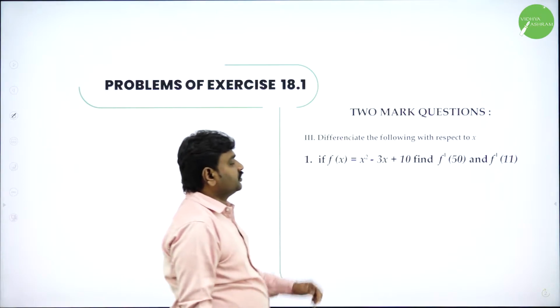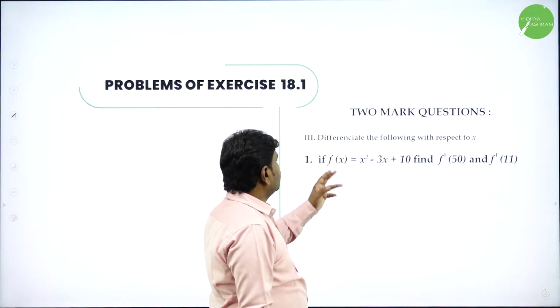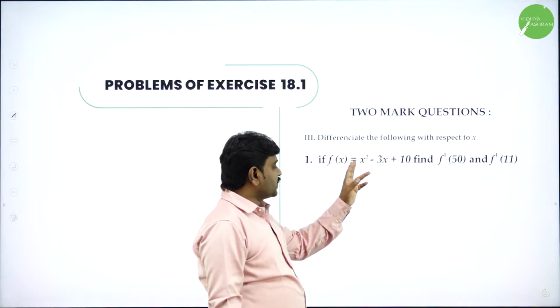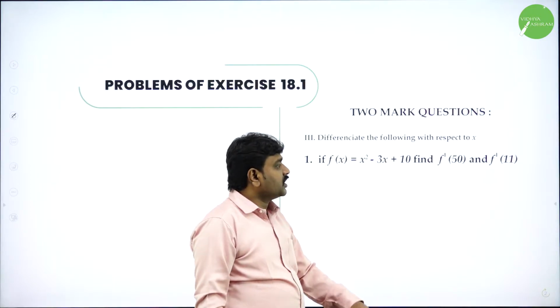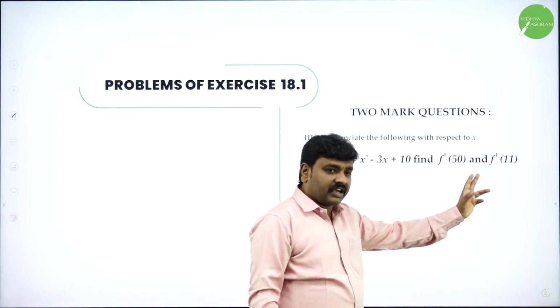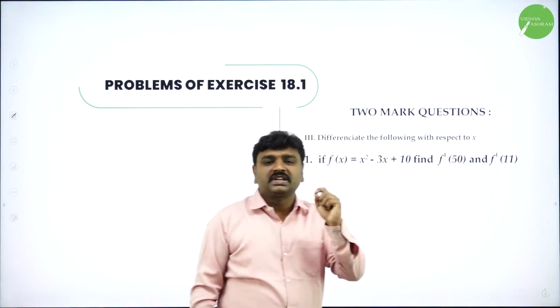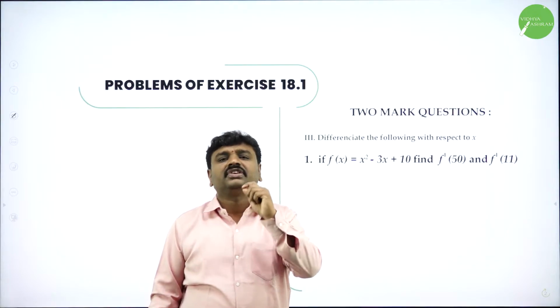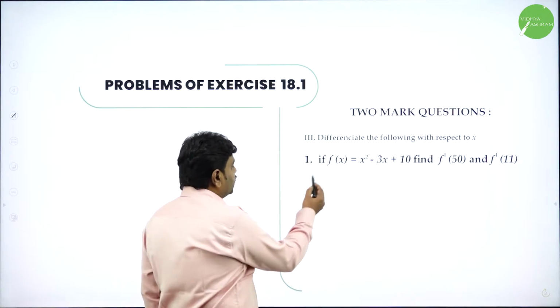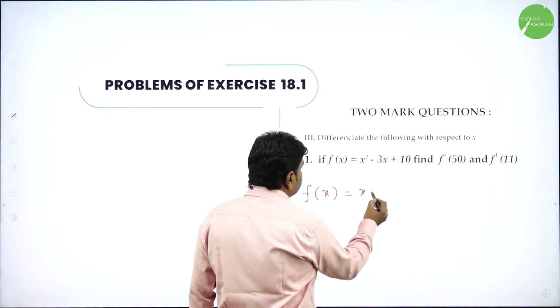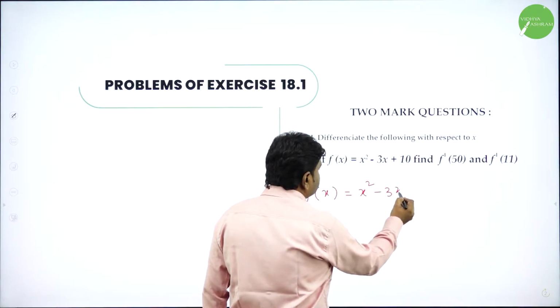So 2 mark questions in your exercise 18.1. Differentiate the following with respect to x. So if f of x is x square minus 3x plus 10, find f dash 50 and f dash 11. They want you to find f dash 50 and f dash 11. Please understand, derivative of f of x is f dash x. So now let us take what is given. They have given f of x. F of x they gave x square minus 3x plus 10.